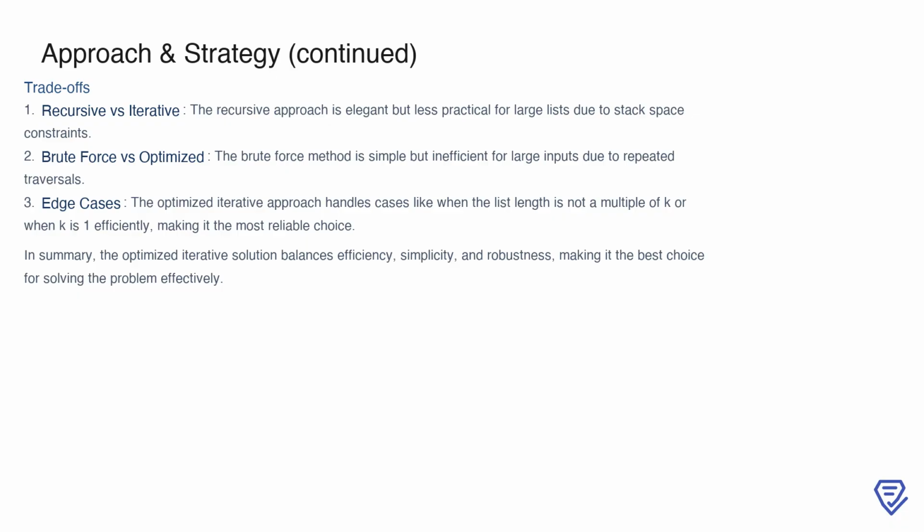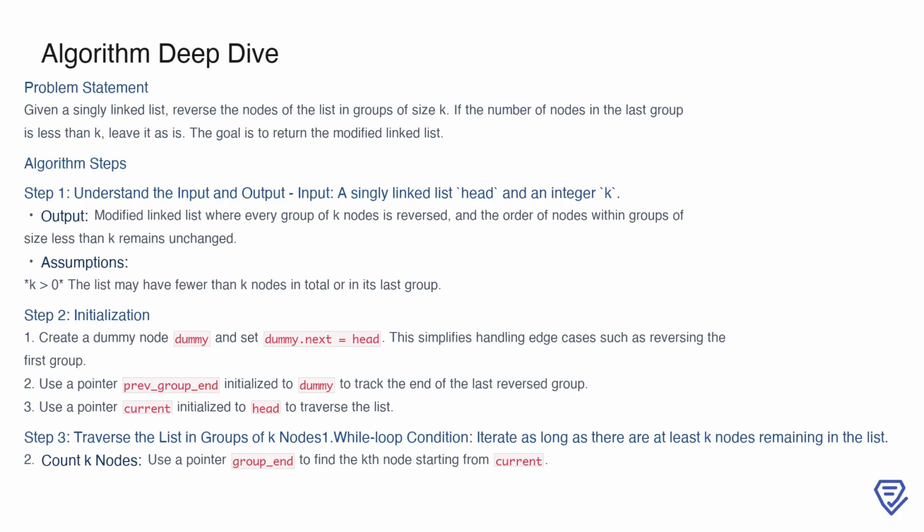To solve the problem of reversing nodes in a linked list in groups of k, we begin by clarifying the requirements. The input is a singly linked list and an integer k. The output is a modified linked list where every group of k nodes is reversed, but groups with fewer than k nodes remain unchanged. For example, if k is greater than the total number of nodes, no reversal occurs.